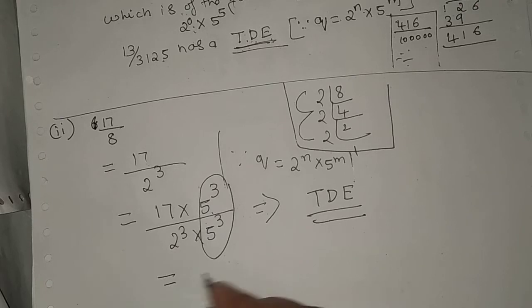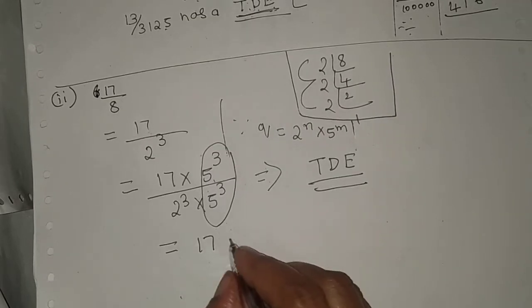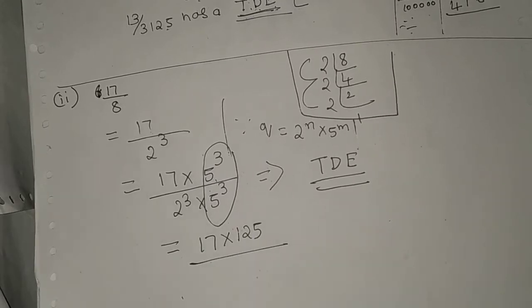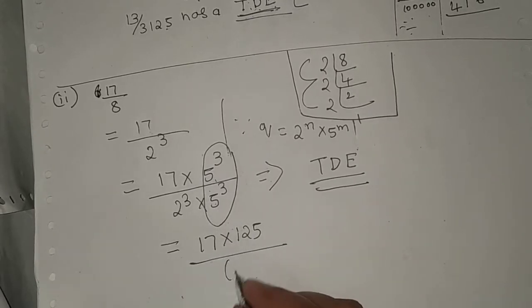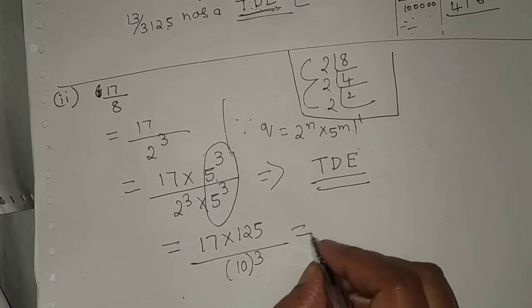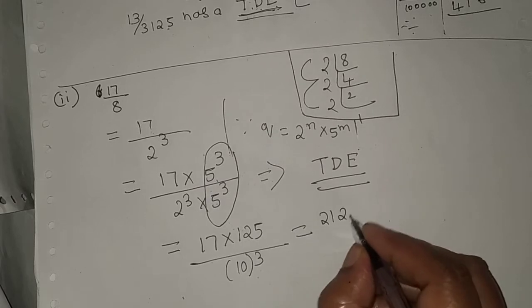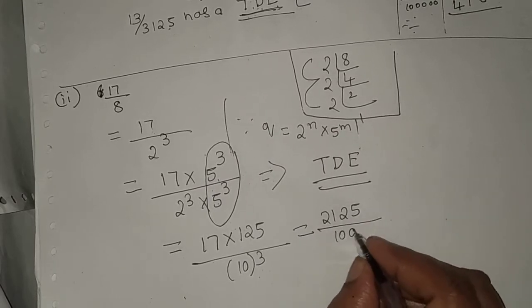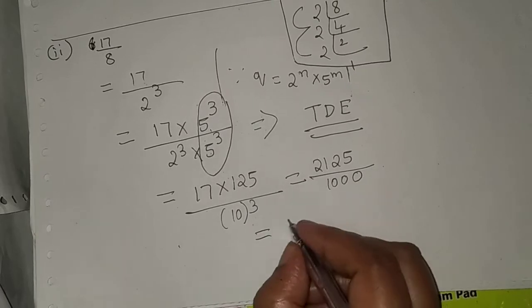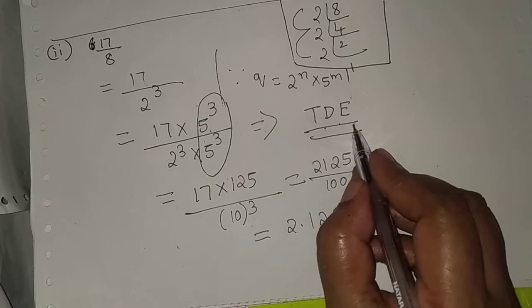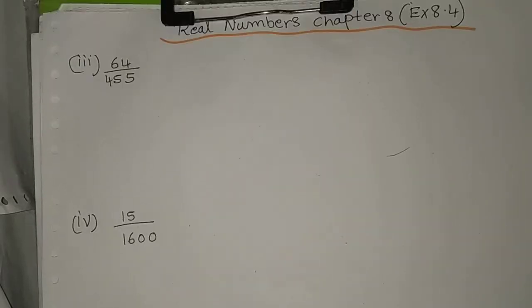Next we can write this as 17 into 5 cube, which is 125, by 2 into 5, that is 10 cube. So 17 into 125 will give 2125 divided by 1000. So we'll get the answer as 2.125. This is in the form TDE, terminating decimal expansion. So this is the second one. We move on to the third problem.